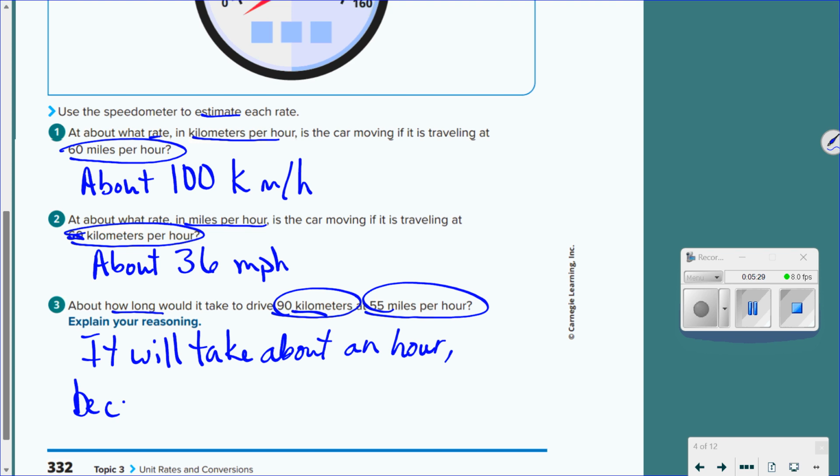And they ask you to explain your reasoning because 55 miles per hour is about equal to 90 kilometers per hour. Does everybody understand how we did that one? Okay, let's go turn the page.